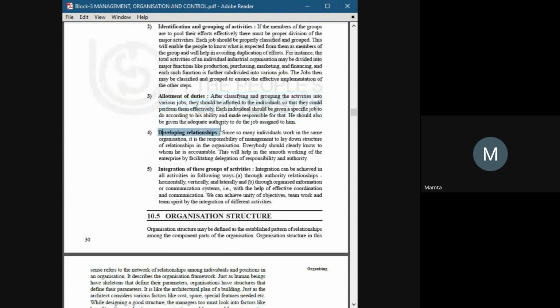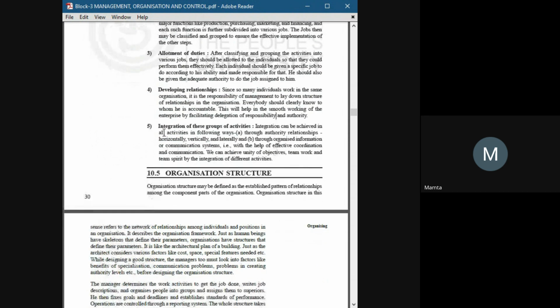Now developing relationships. In this, we tell them who is your boss, to whom the person has to report, who is the manager. Since so many individuals work in the same organization, it is the responsibility of management to lay down the structure of relationship in the organization. Everybody should clearly know to whom he is accountable, who is your boss, who is the task holder. This will help in the smooth working of the enterprise by facilitating delegation of responsibility and authority.